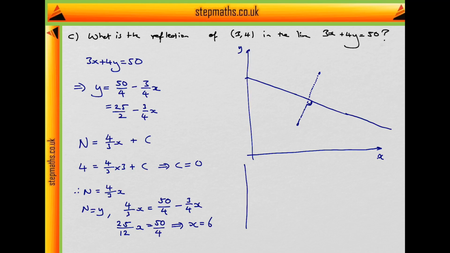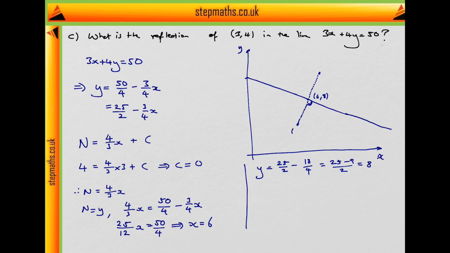So what's the value of y when x is 6? Well, that means y equals 25/2 minus 3/4 of 6. So that's 18/4, or that's (25 minus 9)/2, which is 16/2, or 8. So we see actually this point here is going to be (6, 8).